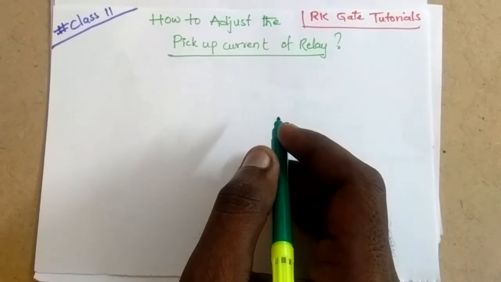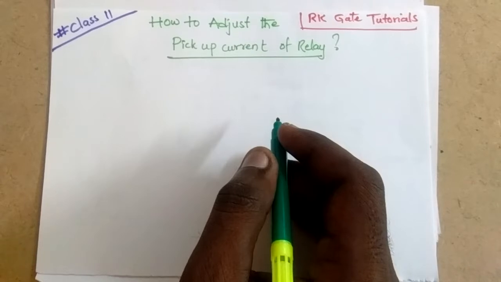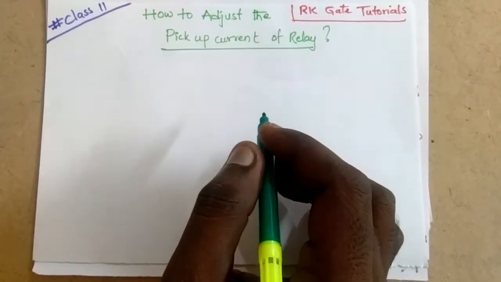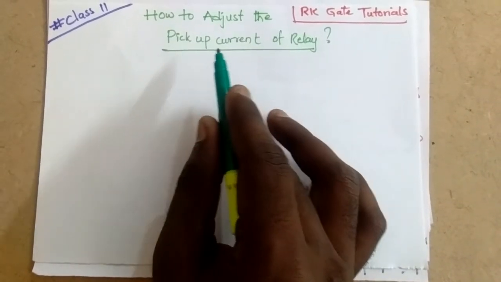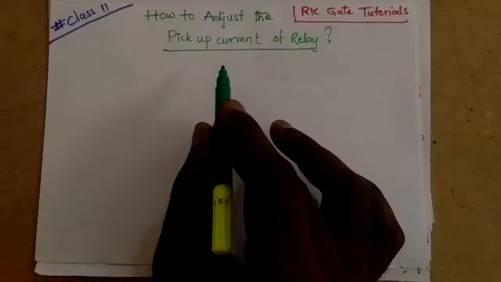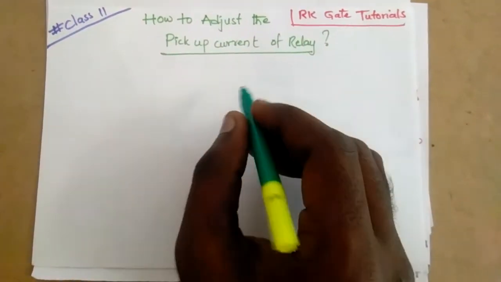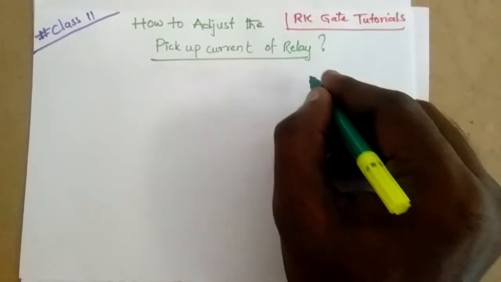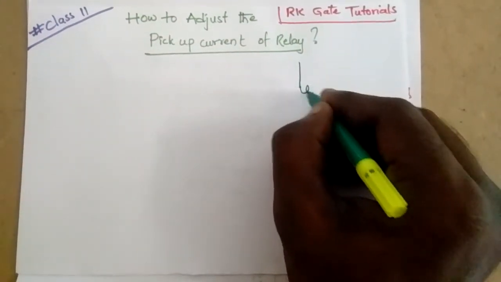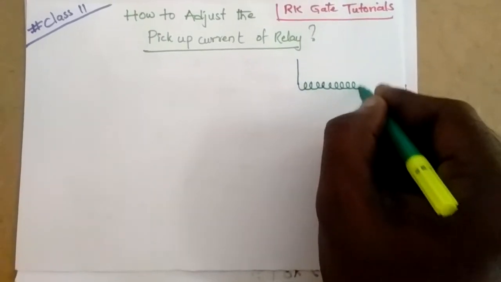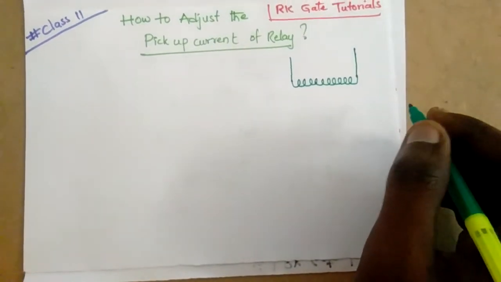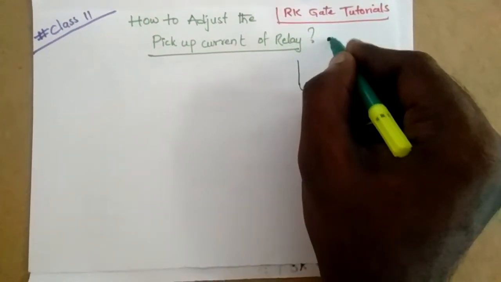Different time characteristics we have seen, and today we will learn how to adjust the pickup current of a relay, above which only the relay operates. So how can the pickup current be changed, adjusted in the relay? Let us see. Here let us draw the relay coil. Of course here the connecting mechanism will be there.